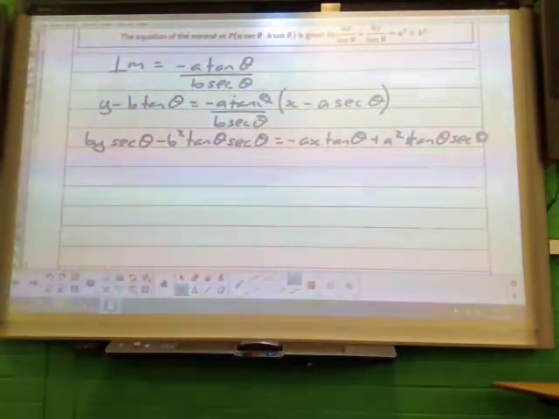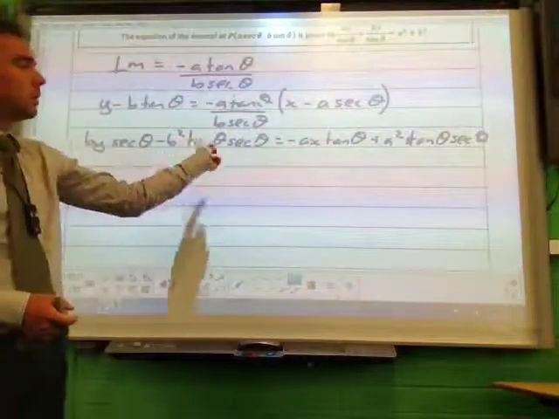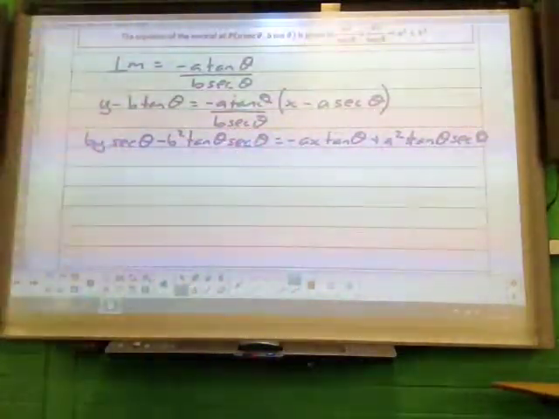So my tan theta sec theta is with my a squared and b squared, so I'm going to group them together. So I'm going to move this one over to the other side and then bring this back to this side.